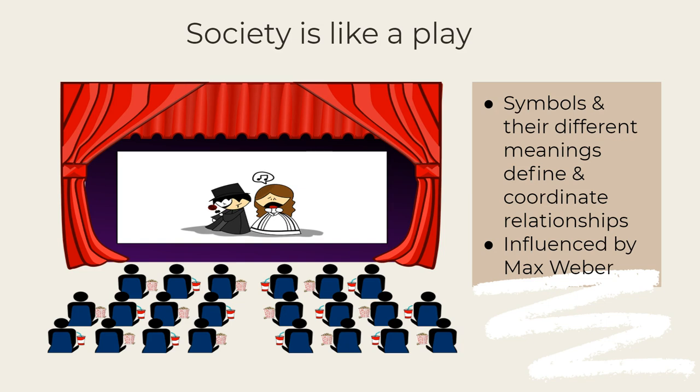So a way to represent this perspective is a play, where you see people performing for the audience, and they're also performing for each other, and they are using certain symbols to represent their emotion, to convey certain messages to each other on the stage as well as to those in the audience, so that way the people in the audience understand what the actors are trying to say, are trying to express.